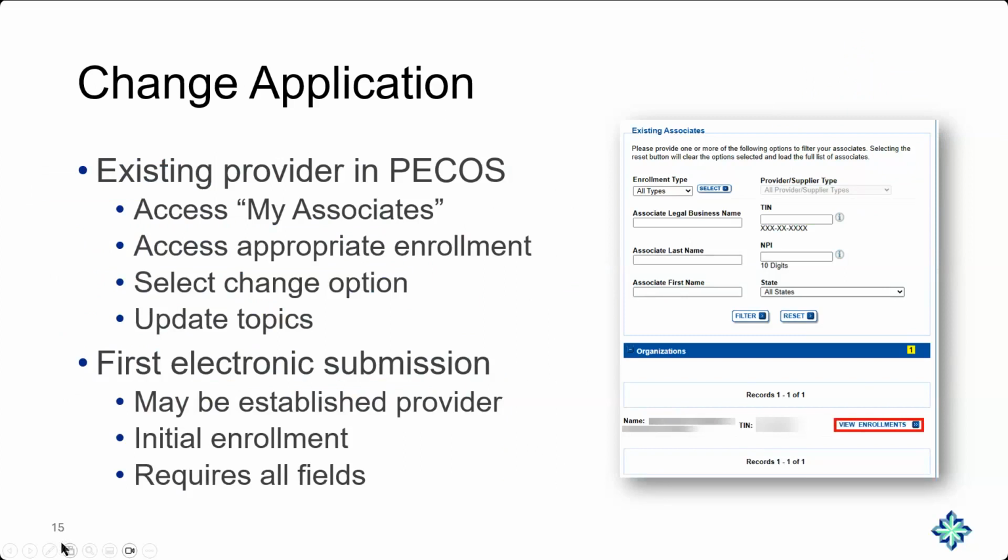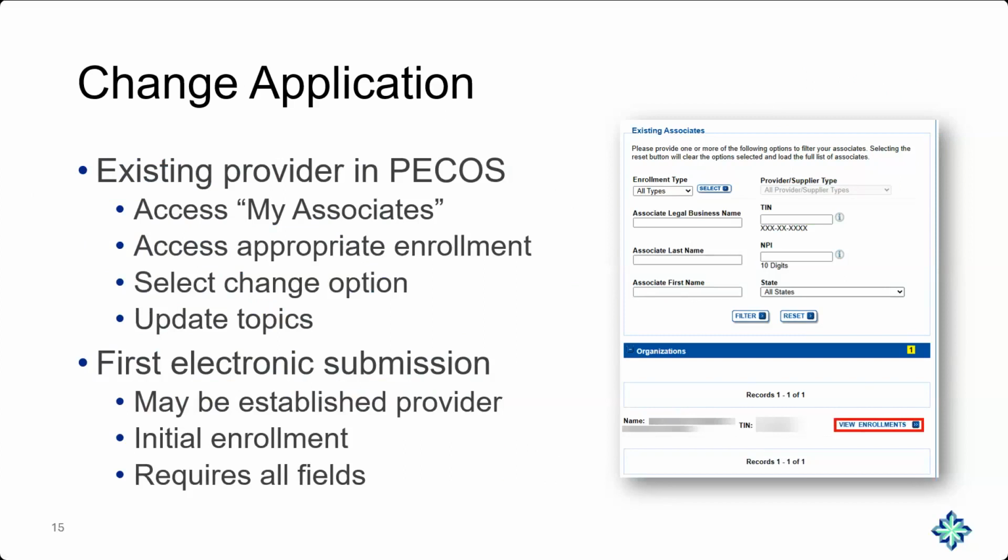This includes change of information applications, and this is where we get a lot of questions because we do have providers that have maybe never submitted electronically before, and we're going to talk about that. But an existing provider is going to access their My Associates page, and that's going to allow them to access the appropriate enrollment that they want to make changes on.